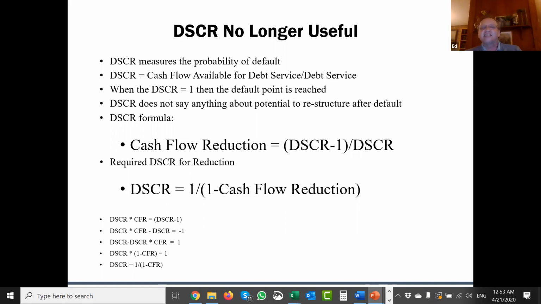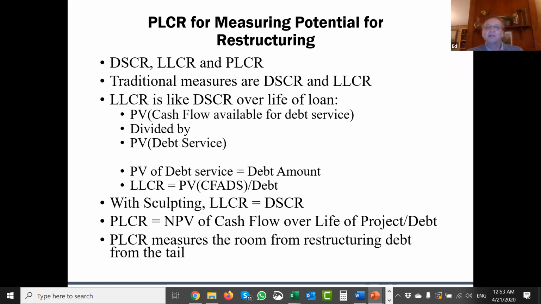You can take the DSCR, which is 2, minus 1 gives you 1, divided by 2, that's your 50% decline. That's what the DSCR measures. You can go backwards and figure out what DSCR you need for a certain cash flow reduction. But that's not very useful because we're probably going to default now. Everybody's going to have a problem.